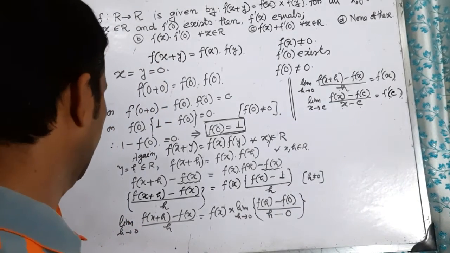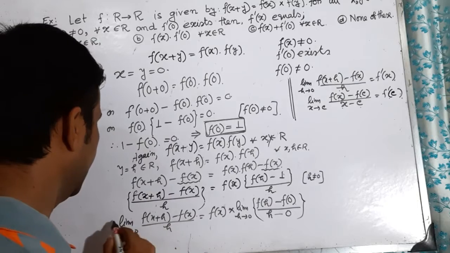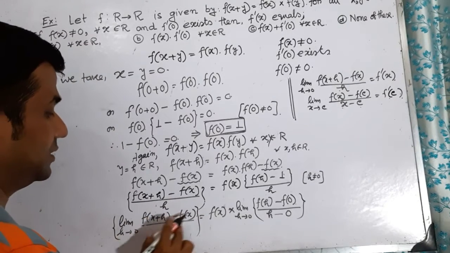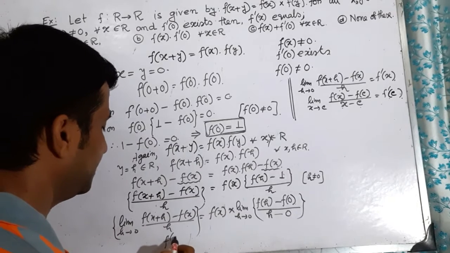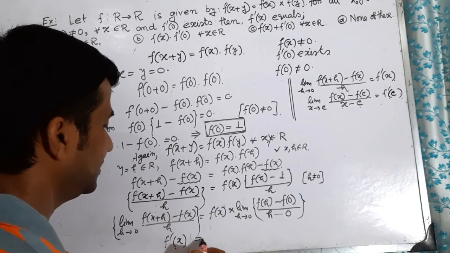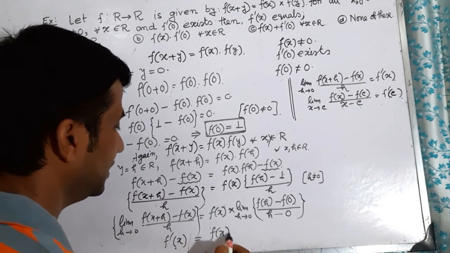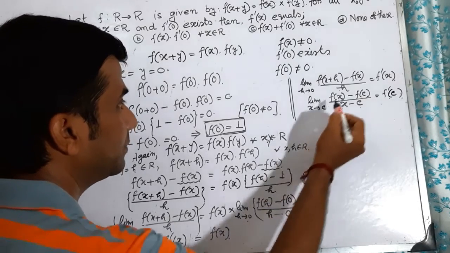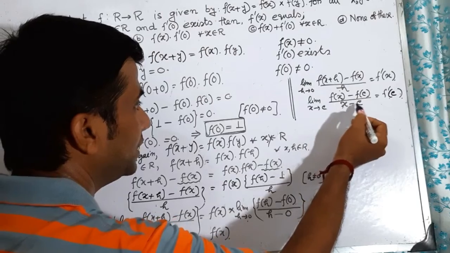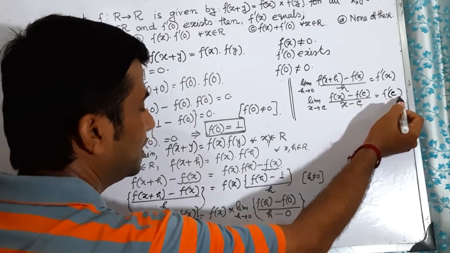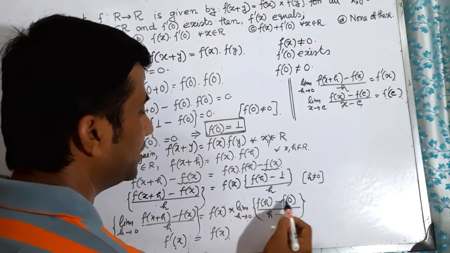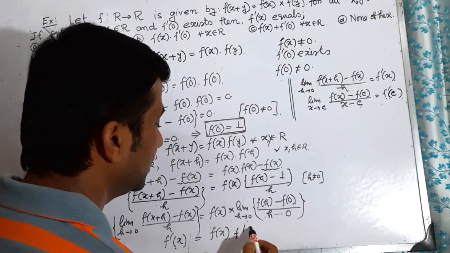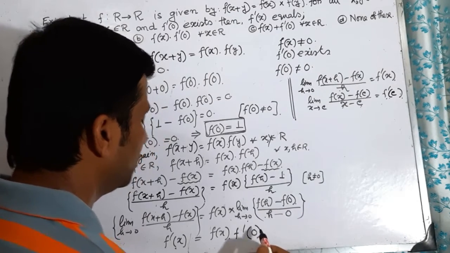So what we get from the definition is limit h tends to 0, f of x plus h minus f of x by h, that means f dash x, is equal to f of x into limit h tends to 0, f of h minus f of 0 by h, that means f of x minus f of c by x minus c is equal to f dash c. Then limit h tends to 0, f of h minus f of 0 by h minus 0 is equal to f dash 0.